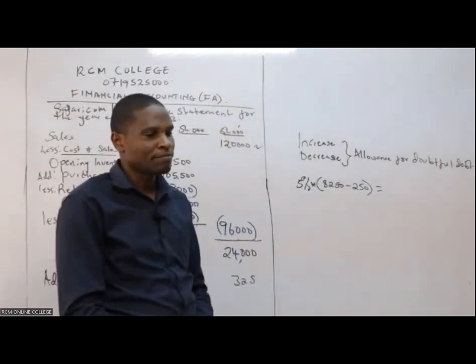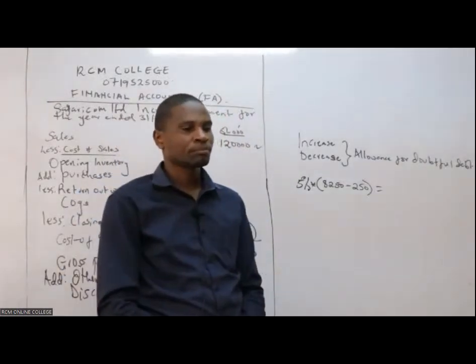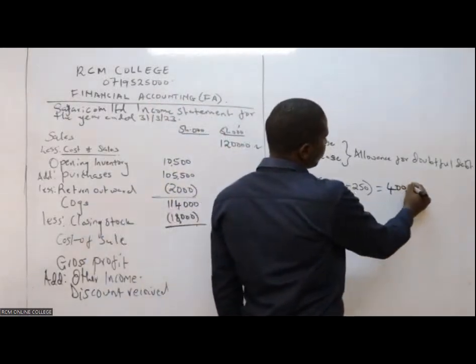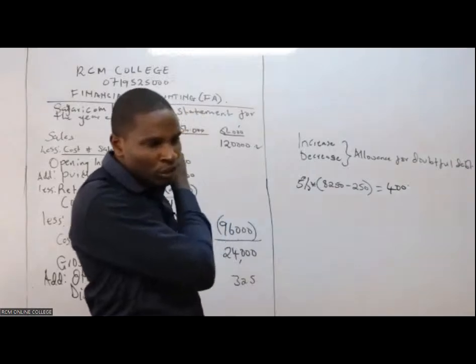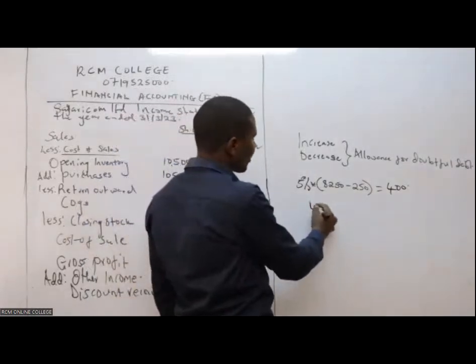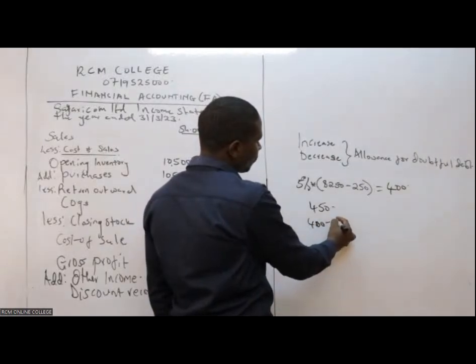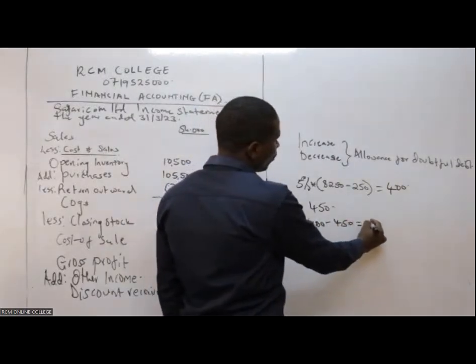Give me 5% of 8,000. 400. And the provision was for 450. If you look at the provision, it was for 450. So it will be 400 minus 450, which will give you minus 50.